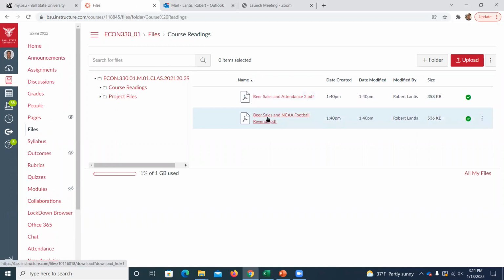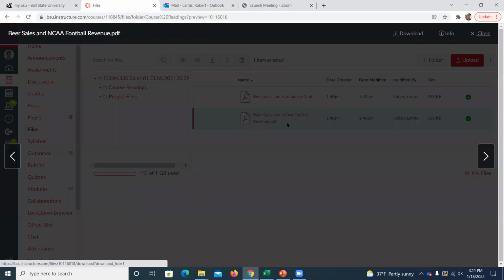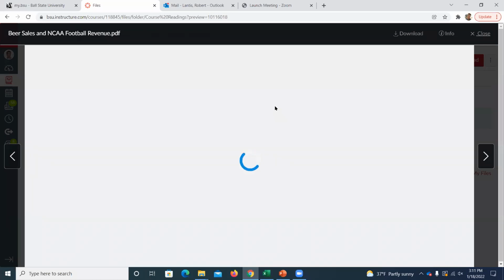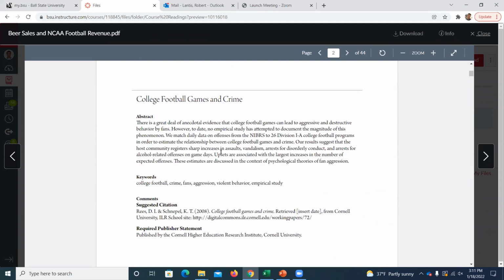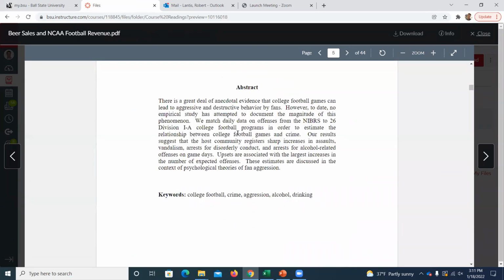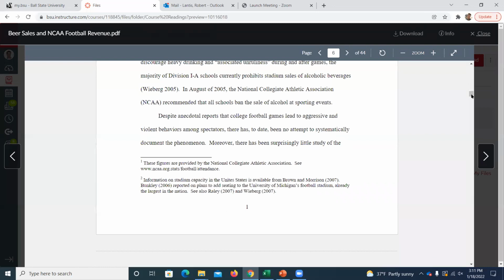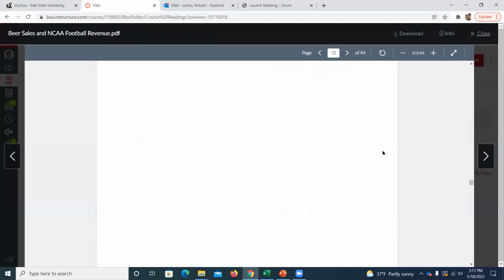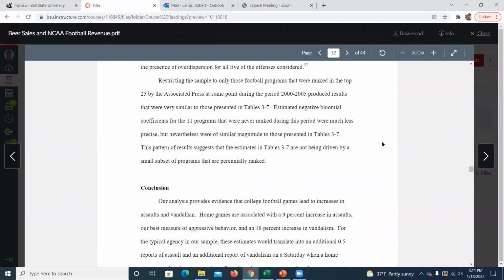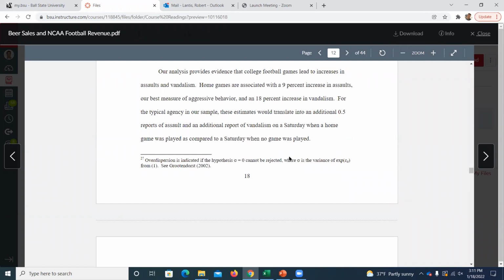So beer sales and attendance, and then beer sales and NCAA football revenue. This is how I want you to look at these papers. Every paper that I'll put up here typically has an abstract. It's a nice, concise summary. If you don't understand everything in the abstract, that's fine. But take a look at the abstract, maybe read a little bit of the introduction, and then I would go down here, wherever it's at, and look at the conclusion.